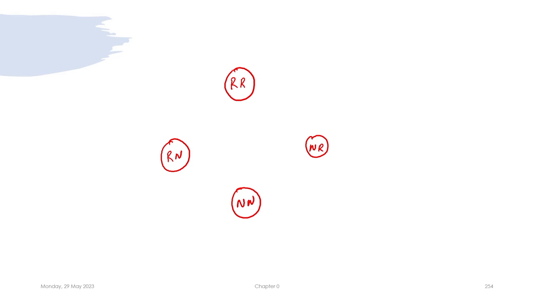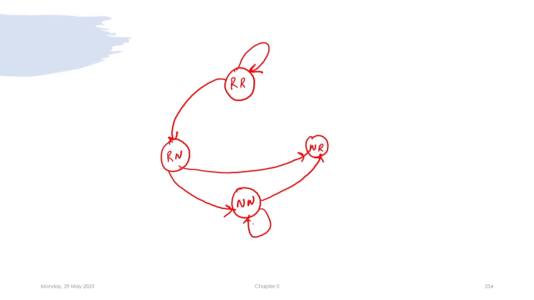So, if it has rained both today and yesterday, and it rains tomorrow, then you stay in the same state. If it does not rain tomorrow, you go into the RN state. In the RN state, if it rains tomorrow, you go to the NR state. If it does not rain tomorrow, you go to the NN state. In the NN state, if it rains tomorrow, you go to the NR state. If it does not rain tomorrow, you stay in the NN state. And similarly, from the NR state, if it rains tomorrow, you go to the RR state. If it does not rain tomorrow, you go to the RN state. So, naturally, with this, we will now assign probabilities.